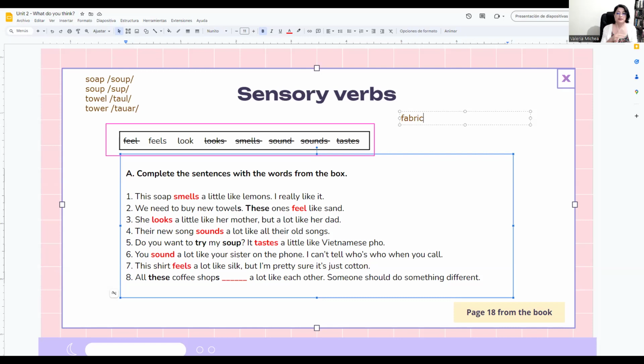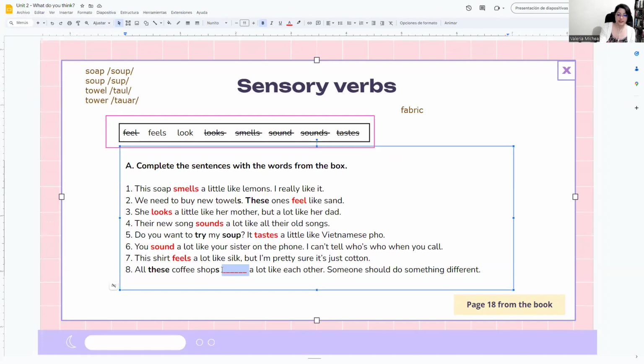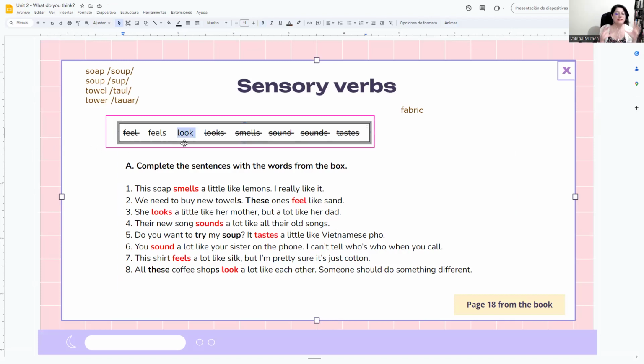What do we have here? Cotton, wool, etc. Those are fabric. Synthetic? How do you say synthetic? Synthetic. Polyester, like synthetic, right? Yes, like polyester. That's right. So finally, all these coffee shops look like each other. Look. Yes, there we go. That's the only option that we have. Yeah, look.